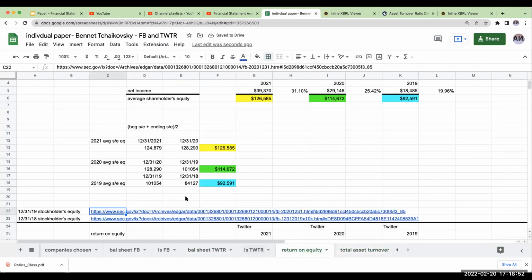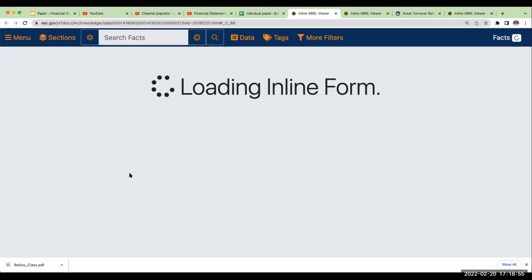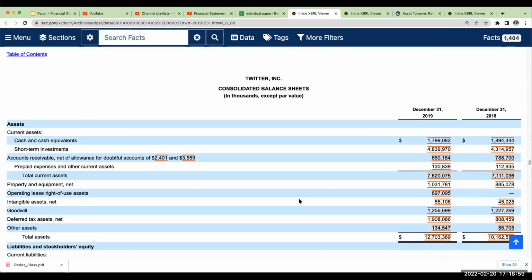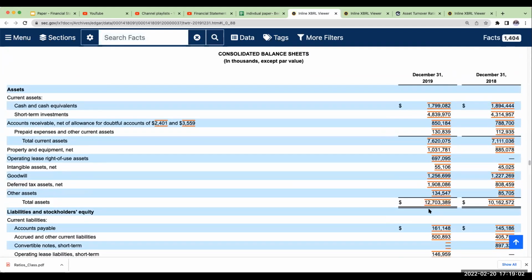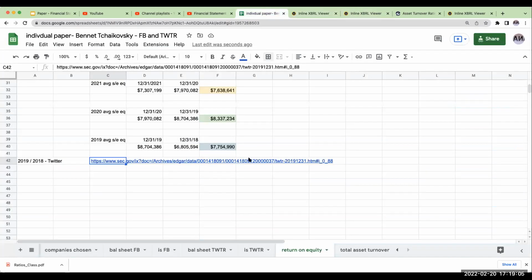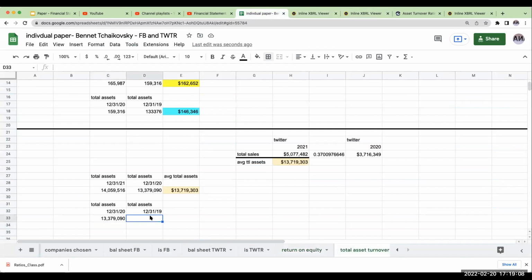And then over here, what we need to do is find the balance sheet for 12/31/19, or the beginning shareholders' equity. And this is going to be 12,703,389. And so as we look at this over here, the amount is 0.37.